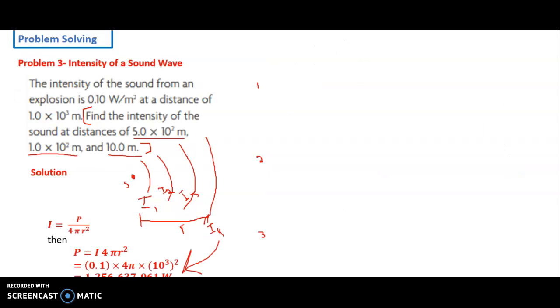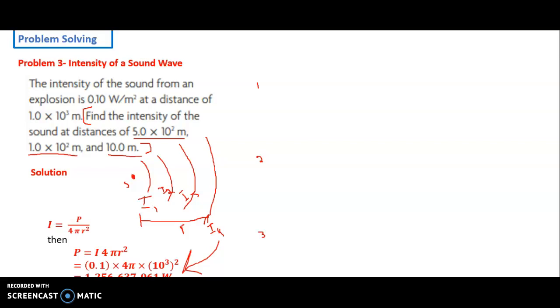Problem 3, intensity of a sound wave. The intensity of the sound from an explosion is 0.1 watts per meter squared at a distance of 1 times 10 power 3 meters. Find the intensity of the sound at distances of 5 times 10 power 2 meters, 1 times 10 power 2 meters, and 10 meters. So you have to keep in mind that as long as you are not given that the power is changing for a certain source, this source has a certain power. So it's characterized by the power of the sound it emits.